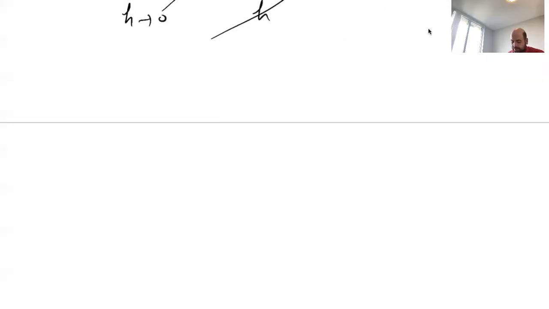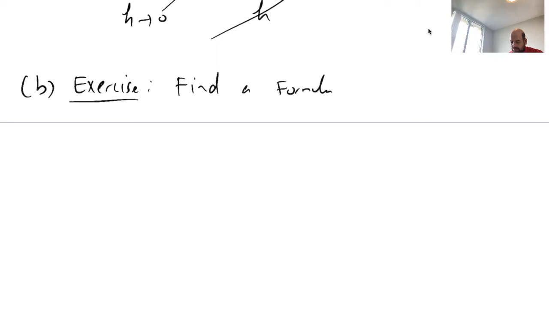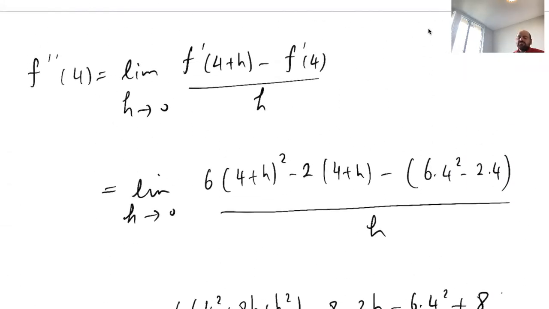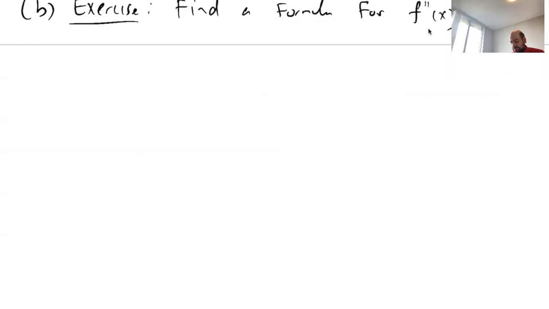I can add another part for this question as an exercise, as a part B exercise. Find a formula for f double prime of x. So in part A, we found f double prime of 4, but you can similarly find f double prime of x for any x. The only difference is that the formula that you have to use, of course, will be f prime of x plus h minus f prime of x over h, the limit as h approaches 0.